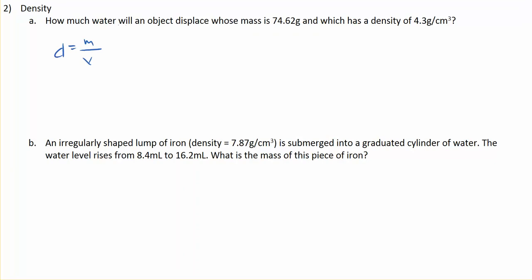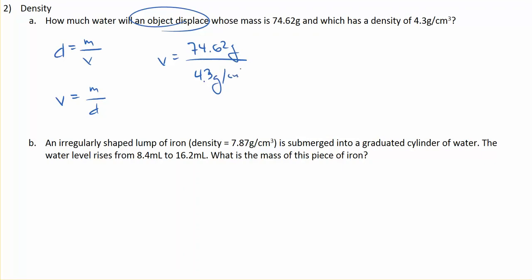We're curious here how much water an object will displace. It's a measurement of volume. So I want to rearrange my equation to solve for volume. Volume equals mass divided by density. Now I can plug in some units. The mass is 74.62 grams. The density, 4.3 grams per centimeter cubed.